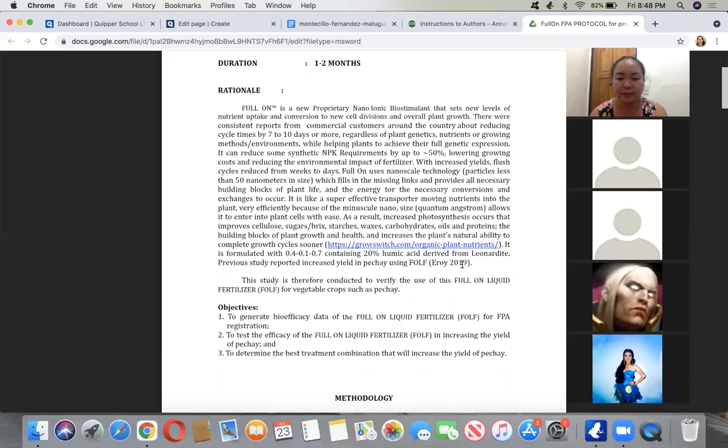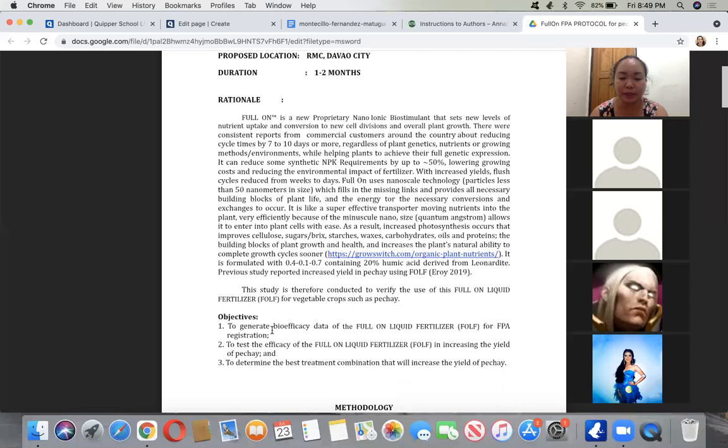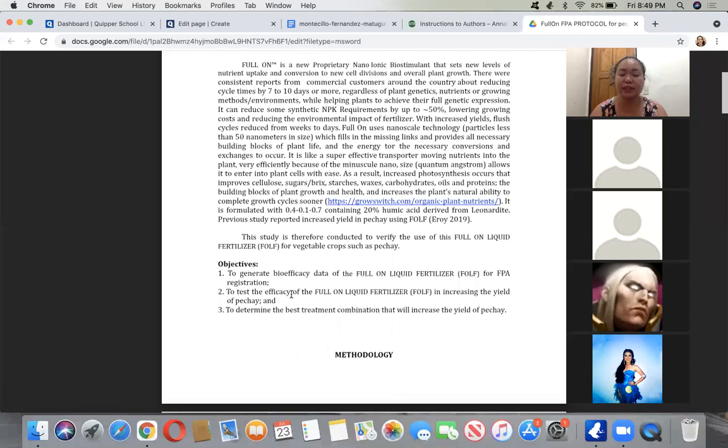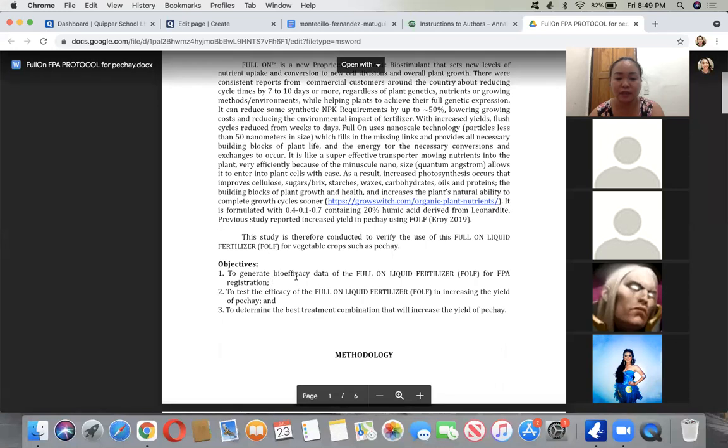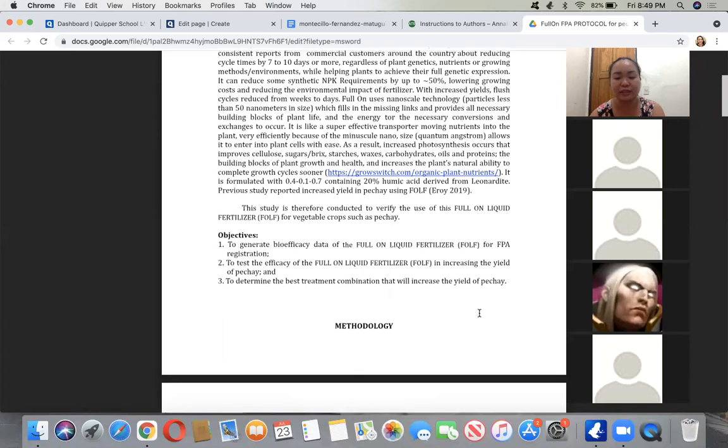And yeah, may sinite ka na author na unang gumamit nito since this is the second trial na ng kanyang EUP or experimental use permit. And so the different objectives, you can just copy and translate this one. Like, for example, kasi this is for FPA registration. So you want to generate bioefficacy data for this fertilizer for registration and to test the efficacy in increasing the yield of pechay and also to determine what is the best treatment for the yield of pechay.